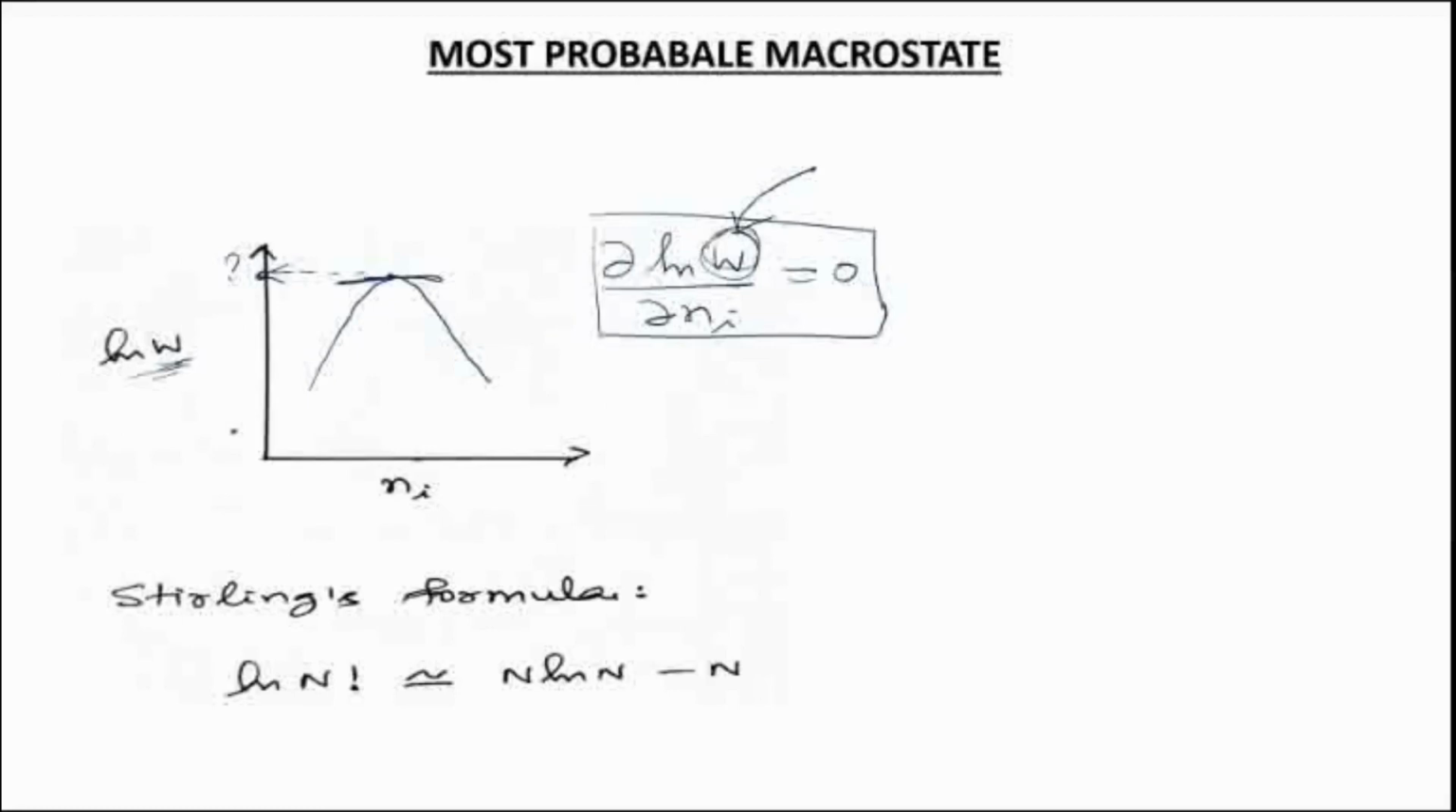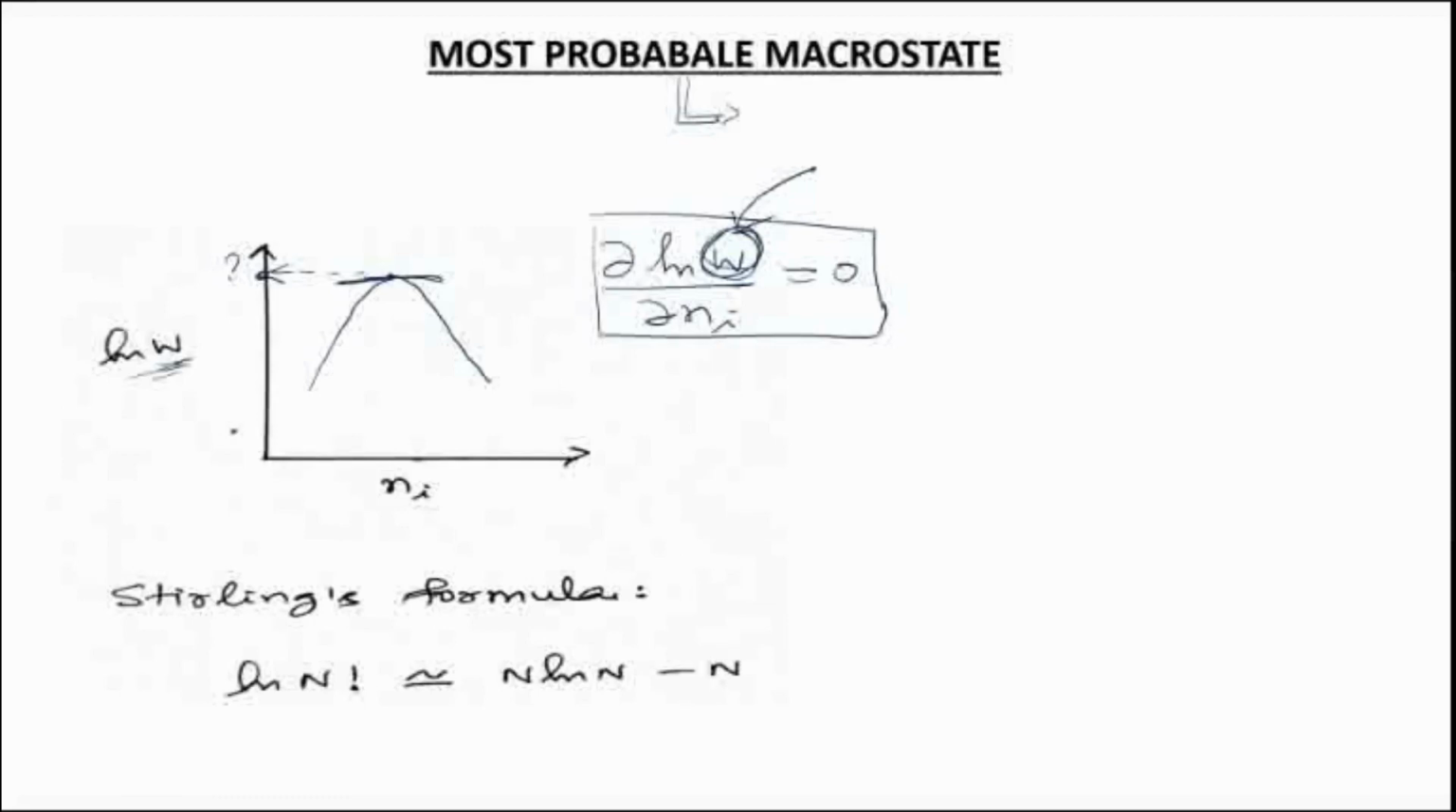If you know the general formula, take the logarithm of that, then differentiate with respect to ∂Ni and put the value equal to 0. You will get the most probable macrostate directly. Students, I repeat once again, what is the most probable macrostate? It is the macrostate having the highest thermodynamic probability. For a system, 2 or more macrostates may be possible. Among the possible macrostates, the one having the maximum value of thermodynamic probability, or W, is called the most probable macrostate.